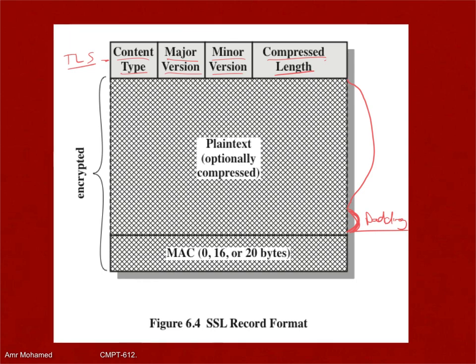TCP defines the whole length of the segment. So I know the length of the MAC and I know the length of the segment, but the compressed length is here just to account for the random padding. Okay?